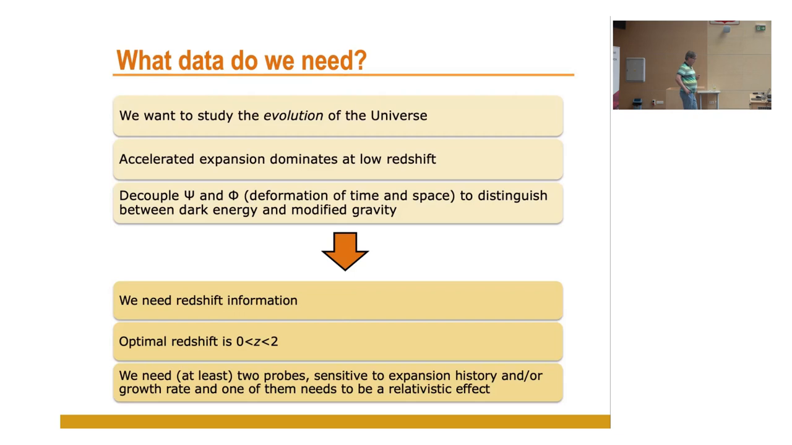And then, a bit more technical, if you want to test gravity at a fundamental level, if you look at the Einstein equations, there are two potentials there, a time-like and a space-like potential, which in GR are equal. This is why usually you just have one symbol there, but strictly speaking, they need not be the same. And in modified theories of gravity, they typically are not. And so, to test this, the most powerful way is to combine two probes: one that is relativistic, and one that is not. And they should be sensitive to the expansion history and the growth rate.